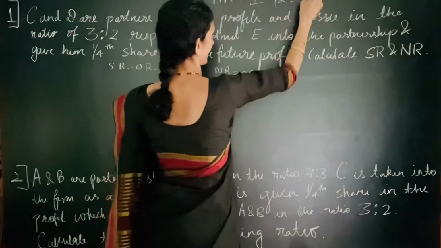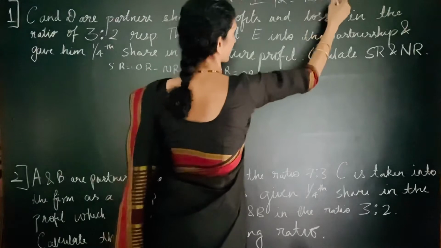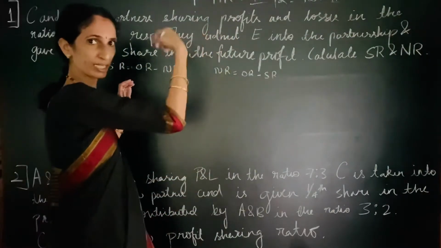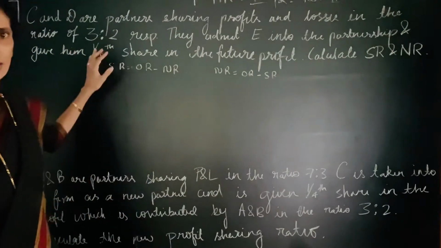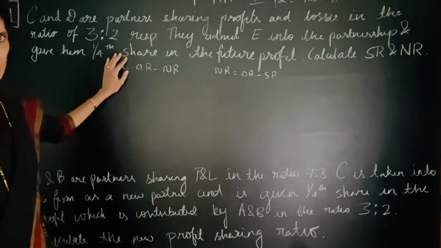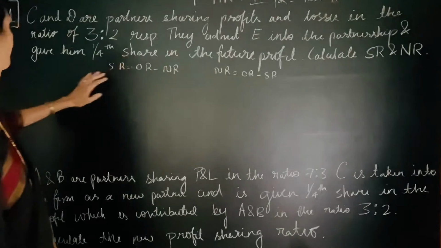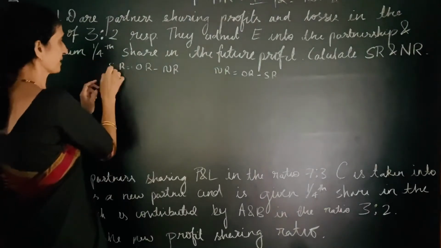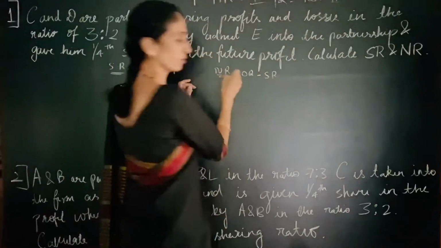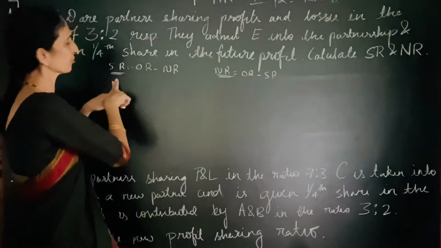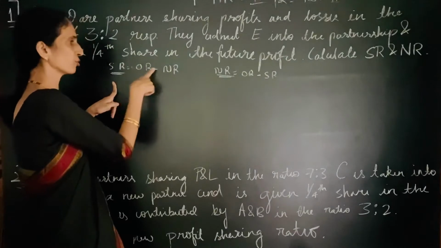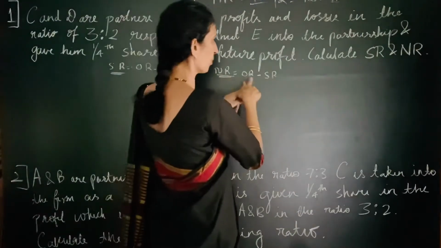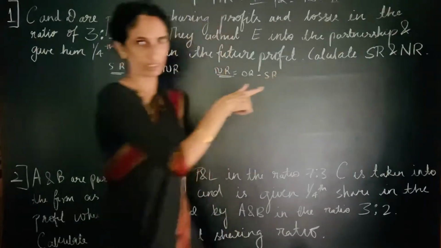This is part two, admission of a partner. We already studied the theory. Now we are studying the practical aspect, and that is ratios. We have to calculate two types of ratios: one is the sacrifice ratio, and the other is the new ratio. The sacrifice ratio is the old ratio minus the new ratio, and the new ratio is equal to the old ratio minus the sacrifice ratio.